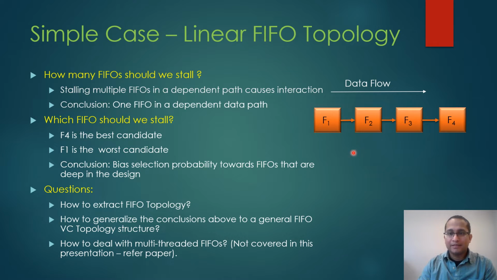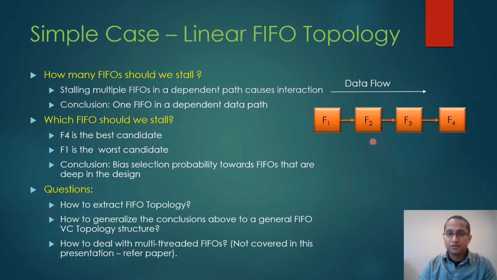So in this simple case, we have 4 FIFOs in a linear topology with data flowing from left to right. And we're trying to answer the question, how many FIFOs should we stall? And the answer is clear that it's good enough to stall one FIFO. Because let's say if we stall F2 and F4 together in the same test at the same time, then the stall on F2 will block the data flowing into F3 and F4, preventing them from getting full.